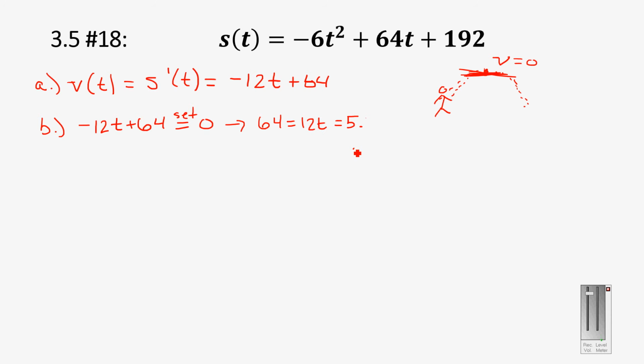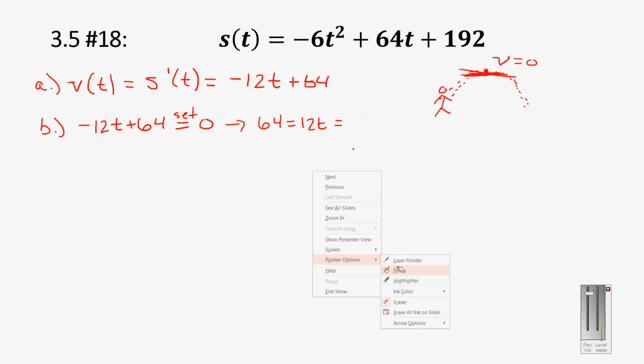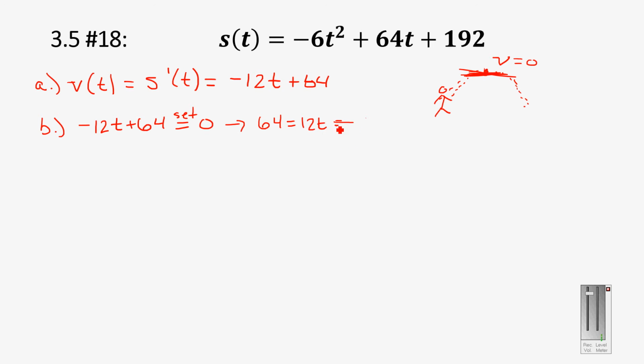Let me get rid of just this part here real quick. Pointer options, let's get the eraser. Not sure. Oh, that's because I annotated. That's right. Pointer options, pen. So I'll do like this. T equals 5.33 seconds. So that's when it's going to reach its peak, 5.33 seconds after I throw it.